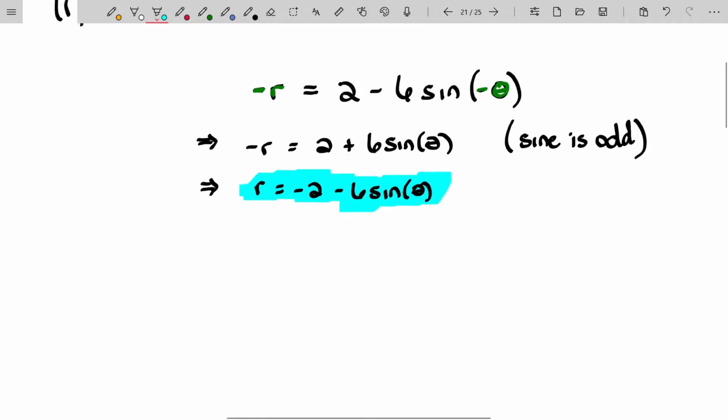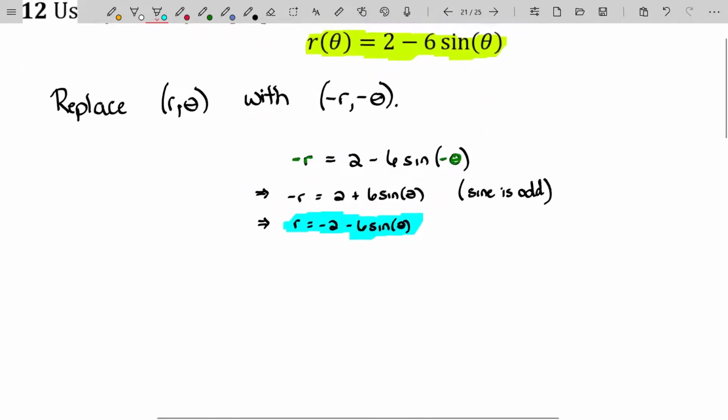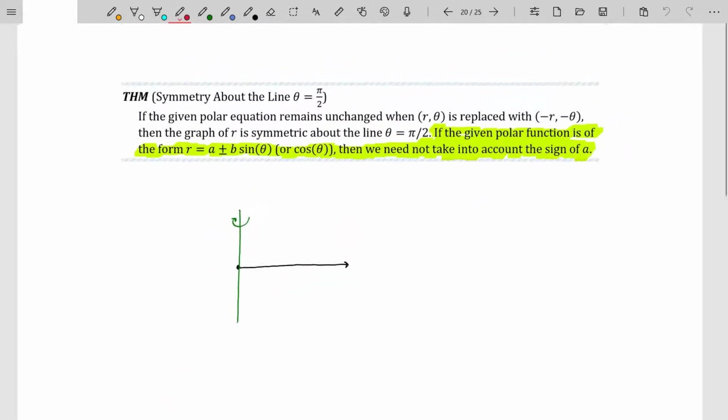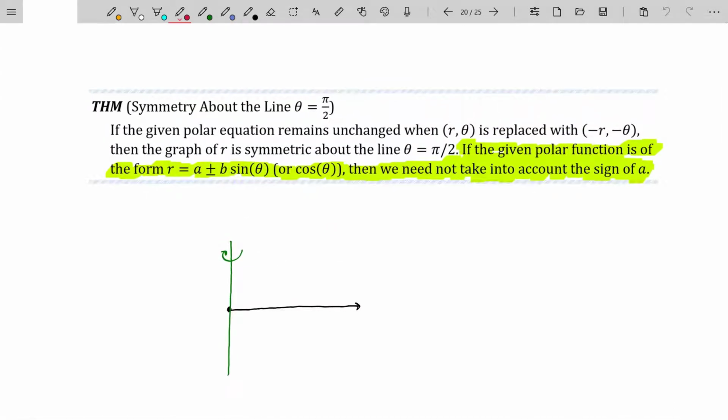So obviously, the equation did not remain unchanged, which according to the theorem we just took a look at, will say nothing. If the given polar equation remains unchanged when r comma theta is replaced with negative r comma theta, well, unfortunately, it did change. So we can't even read the rest of that theorem. It says nothing. However, my little caveat in this theorem is this piece right here, and this only holds for the equations that we're dealing with in that example.